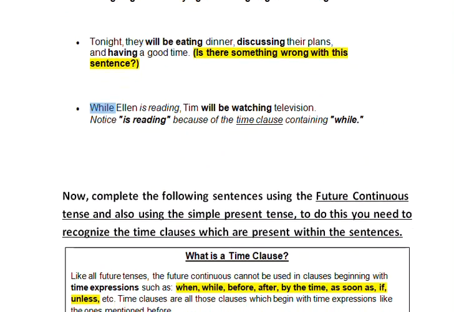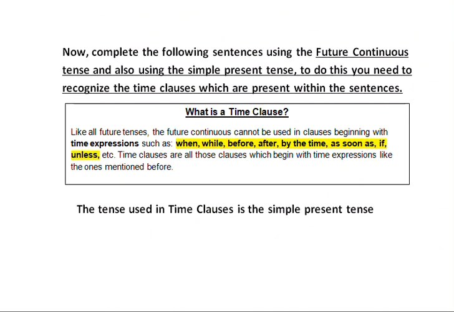Y continuamos. Now, you're gonna do this exercise, complete the following sentences using the future continuous tense and also using the simple present tense. Usted va a completar las siguientes oraciones utilizando el futuro continuo, como lo ha aprendido, pero también va a utilizar el presente simple. To do this, you need to recognize the time clauses which are present within the sentences. Para hacer esto, usted va a tener que reconocer las oraciones de tiempo que están presentes dentro de las oraciones principales. ¿Ya? Las oraciones de tiempo se le llaman oraciones subordinadas, porque son oraciones que dependen de otra. En este caso, de la oración en futuro continuo.